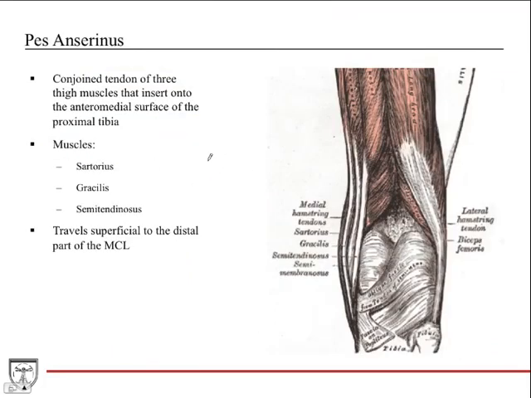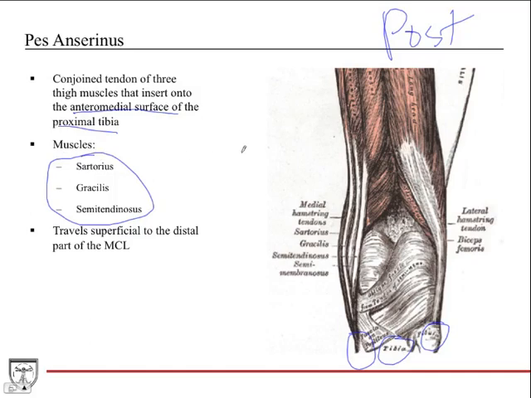So the pes anserinus, we talked about this in the thigh region. We were talking about the muscles. It's a conjoined tendon of 3 thigh muscles that insert onto the anterior medial surface of the proximal tibia. So this is a posterior view. So here's your tibia down here, fibula down here. So here's where it's inserting right here on the anterior medial surface of the proximal tibia here. And it contains 3 muscles. This is an important fact to know, especially for anatomy exams, potentially a board exam.